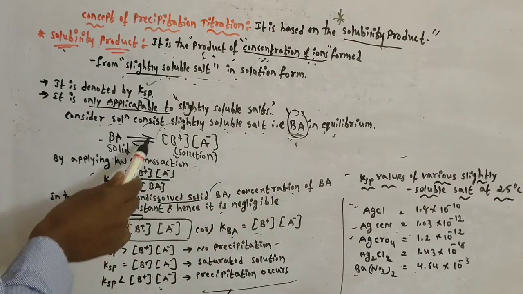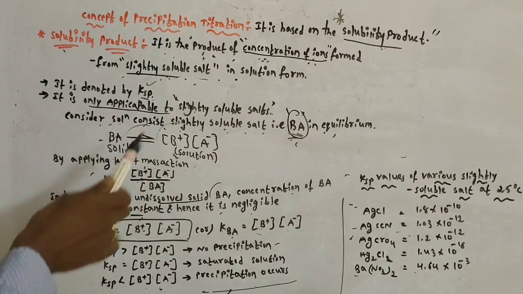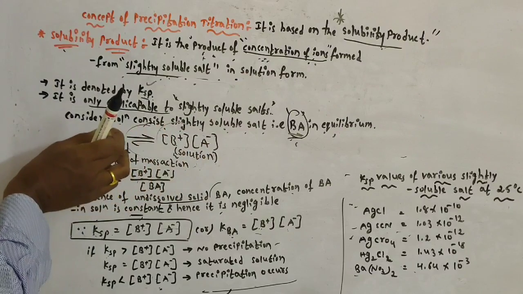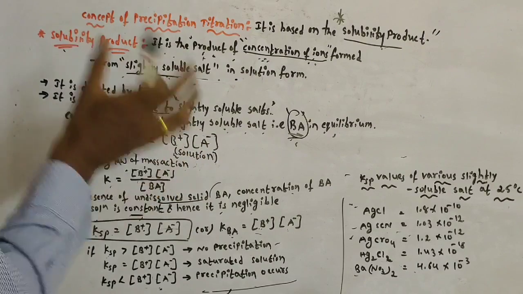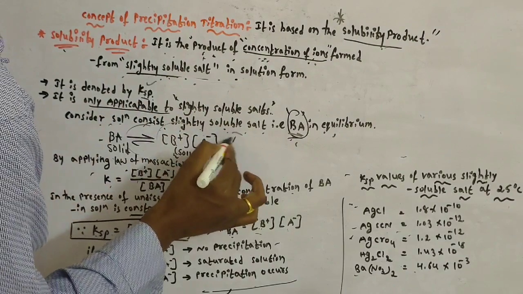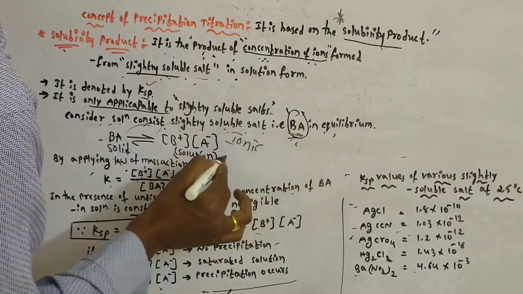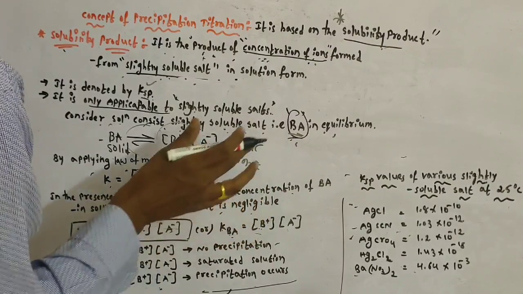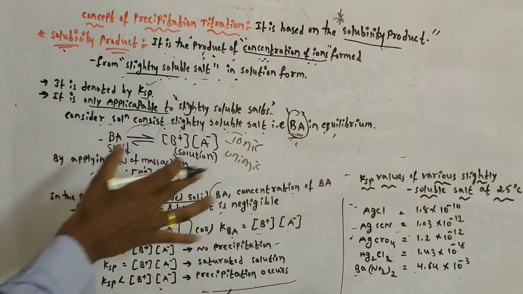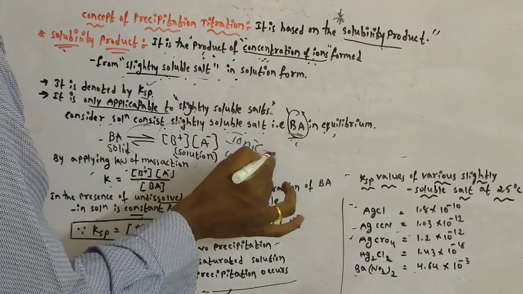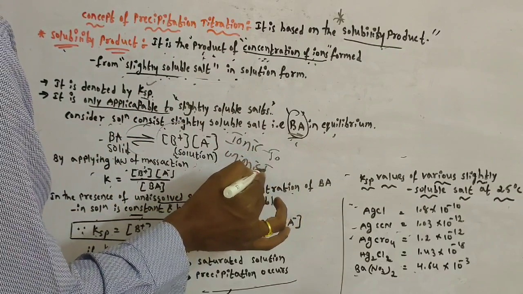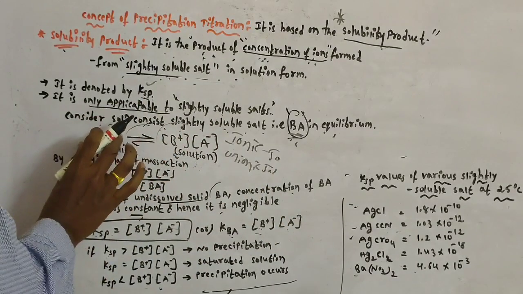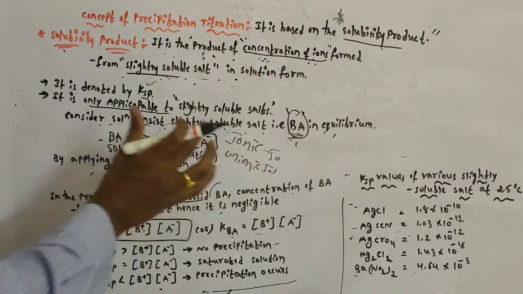Here, equilibrium can be represented as a reversible reaction. Both the ionic forms and the undissociated forms are equal, meaning both the cationic as well as the anionic forms are equal in solution. That means at equilibrium, 50% cationic and 50% anionic form is there. This is the undissociated form and this is the dissociated form.